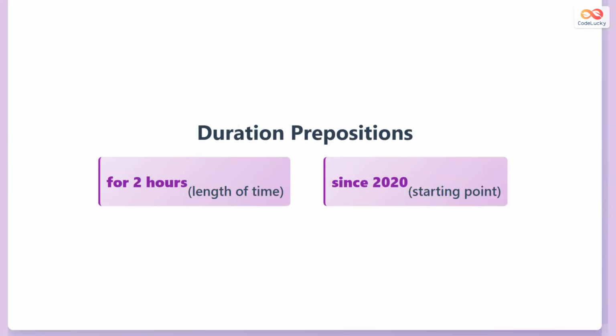Use for to express how long something lasts. For example, say for 2 hours to show a duration of 2 hours. Use since to indicate when something started. For example, since 2020 shows the starting year of an ongoing period. This explains length of time or starting points.